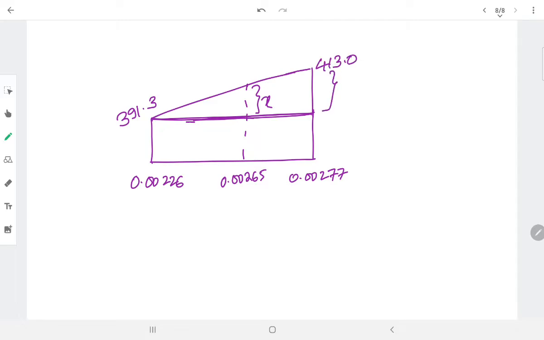It is 413.0. You need to find out the difference. It is nothing but 413 minus 391.3, which is 21.7. This is the X value. And this difference is 0.00265 minus 0.00226, which is 0.00039.